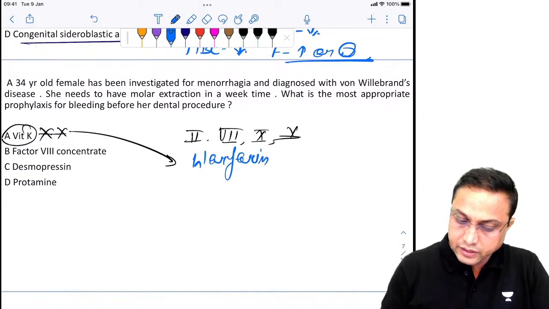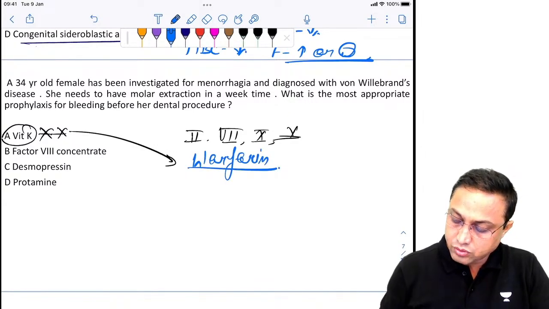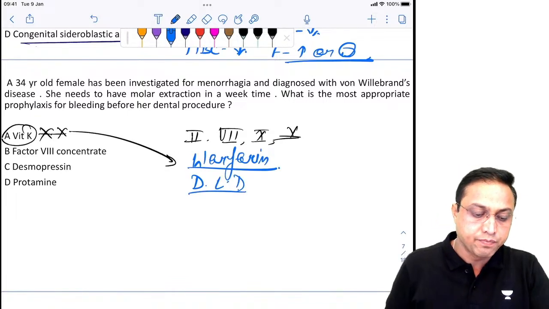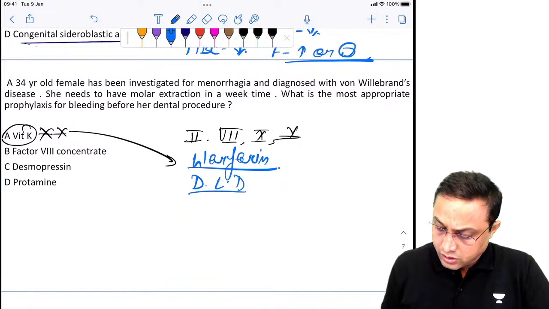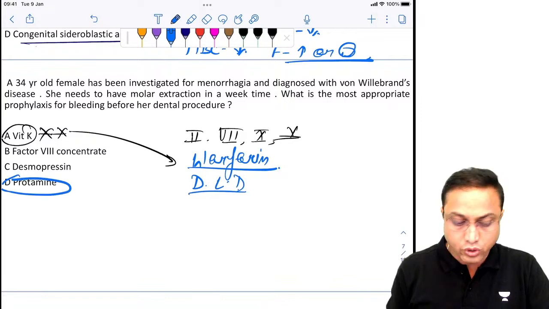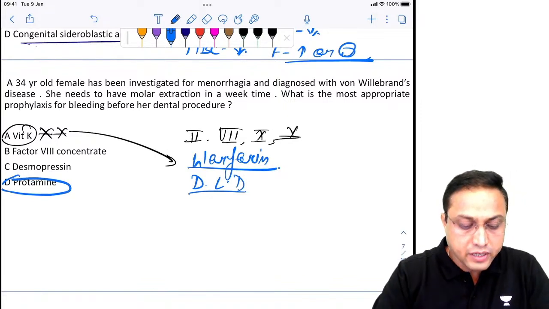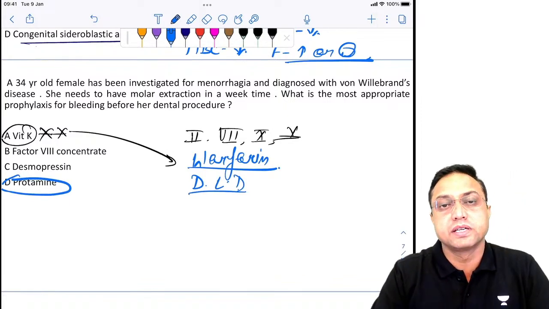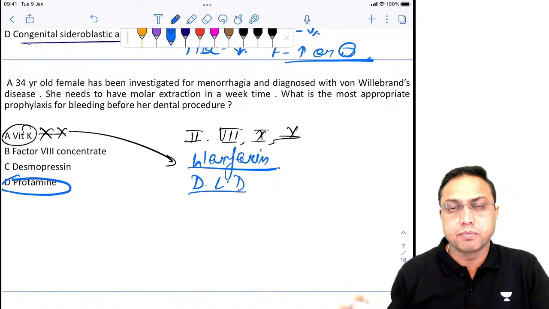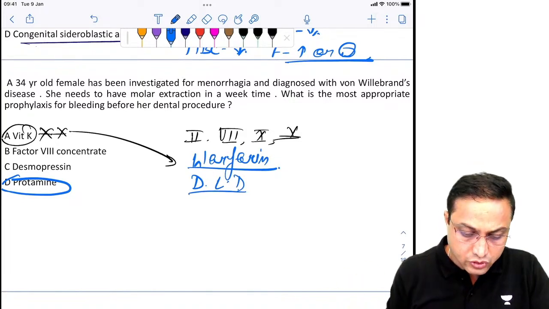Another thing: if the patient has decompensated liver disease, I am writing decompensated chronic liver disease, right? Two things you have to understand. I am not choosing protamine also. Protamine is basically the antidote for heparin, and we are not going to give heparin to this patient. So protamine is also out, right?